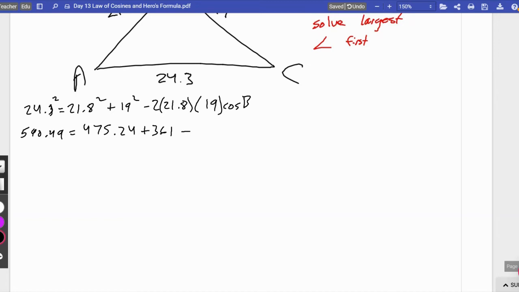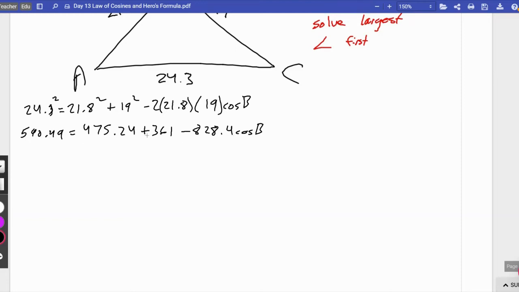Anyway, that's 2 times 21.8 times 19. This is 828.4 cosine of B. Now, a lot of times to solve this, what people end up doing is they add these three numbers together. That's the most common mistake. You can't do that. You can add these two numbers together. They're like terms. This one's not. Cosine B, you can think of that as like your variable. B is your variable, but cosine of B certainly, you can't do anything with it. So this is attached to your variable. It's not like terms with the rest.